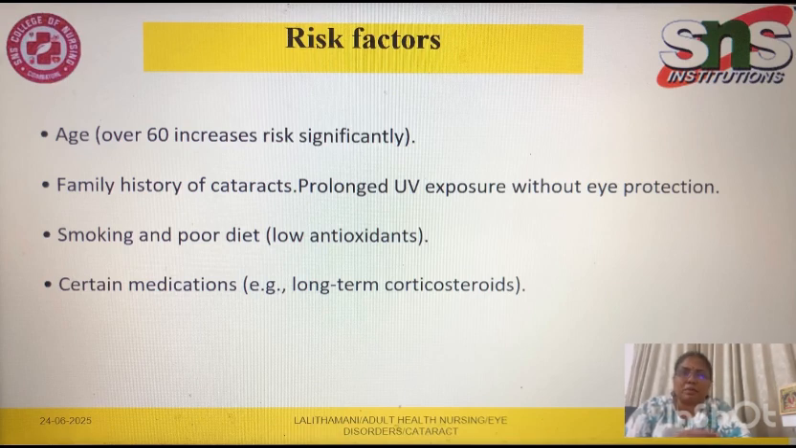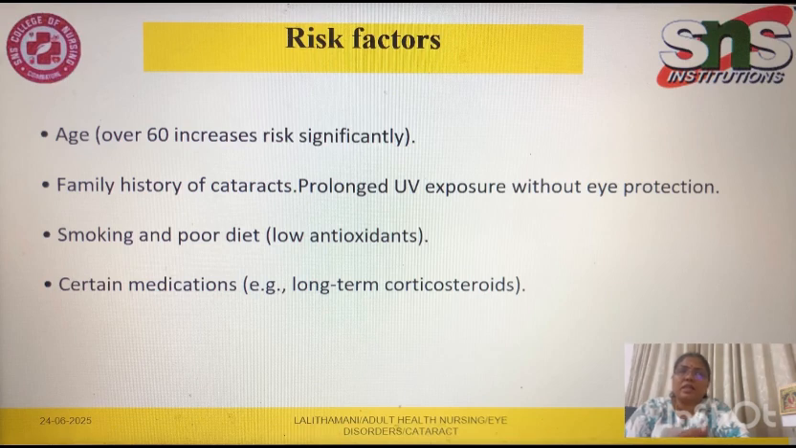Congenital, secondary, traumatic, and posterior subcapsular types are also shown. Now the risk factors for cataract. Age over 60 years increases the risk significantly. Family history of cataract, prolonged UV exposure without protective eye gear or goggles, smoking and poor diet low in antioxidants are also risk factors, and certain medications include long-term corticosteroids. So these are the risk factors.